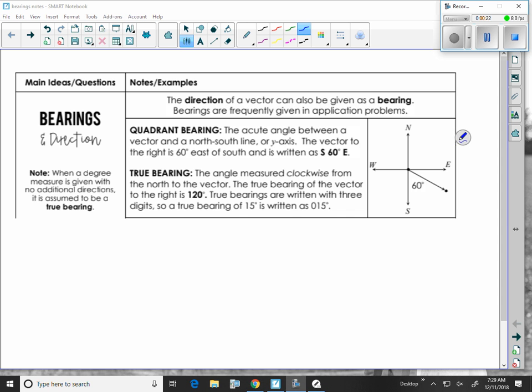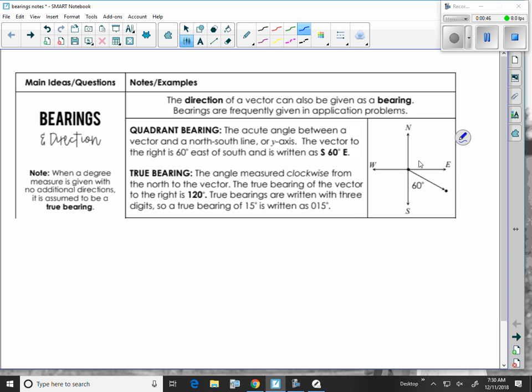Now, if you were given this angle, that would be 30 degrees, this angle here. Say we weren't given the 60, and you were given that that's 30 degrees right there. You would have to find that this is 60 and then write it south 60 east, because it has to be in relation to that north-south line. We're going to practice that a little bit more.